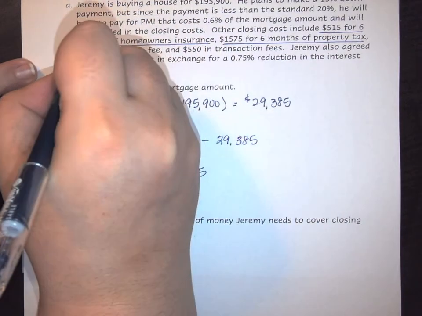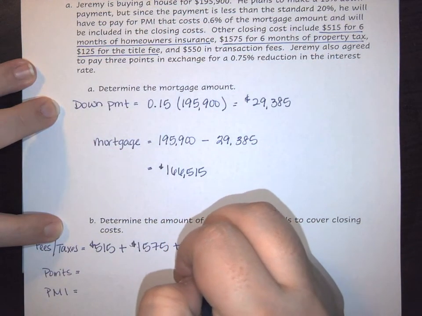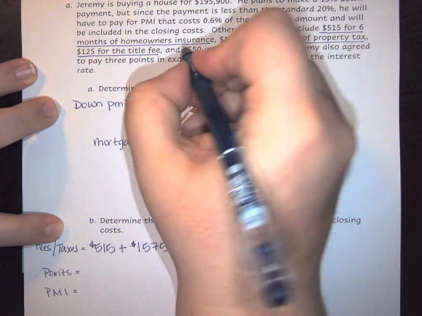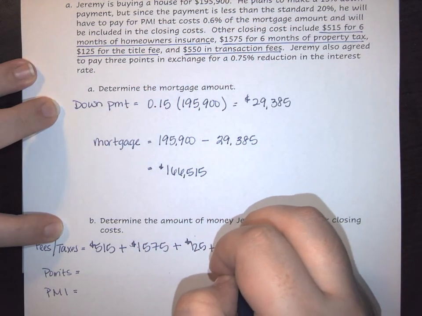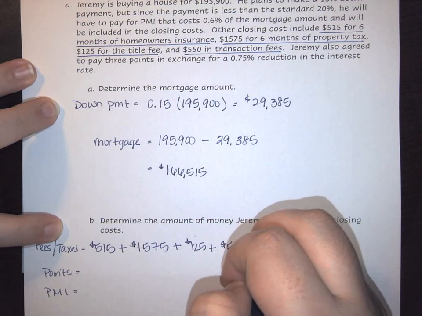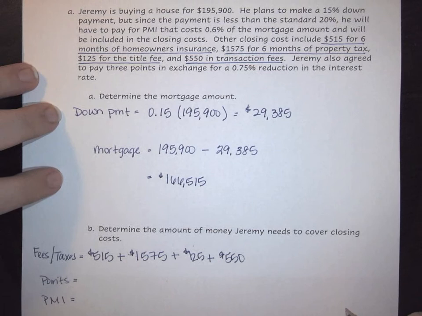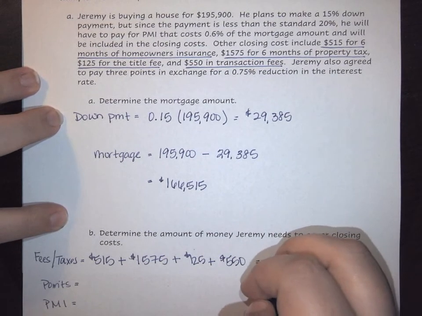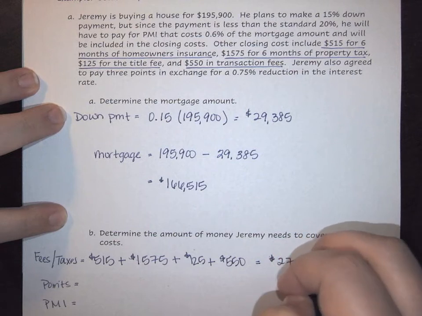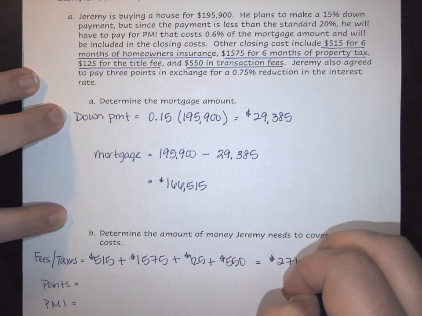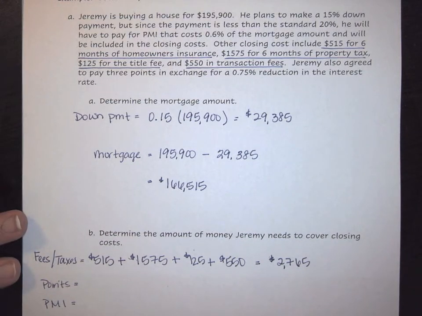I then have $125 for the title fee, so I need to add in that $125. And then I have $550 in transaction fees, so I'm going to add in that $550. So these are all the fees that showed up in the problem. So what we're going to do is we need to just add all of that together, and we end up with a total of $2,765 in transaction fees. Okay.